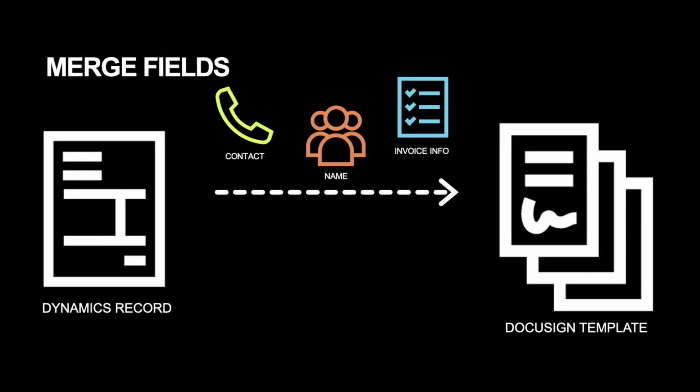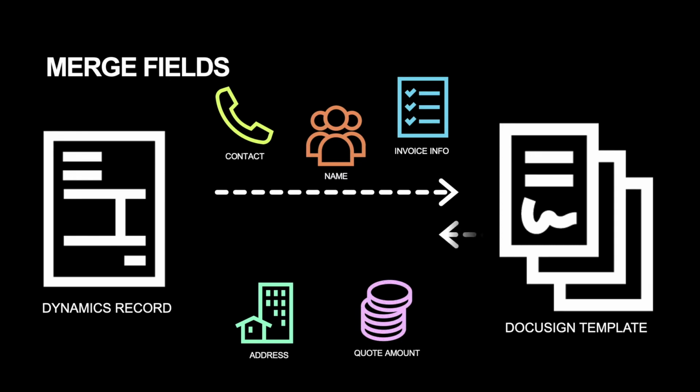You can also merge data from a DocuSign agreement to Dynamics. If your recipient added or updated information when signing the agreement, this data will write to Dynamics so that your system of record is always up to date.